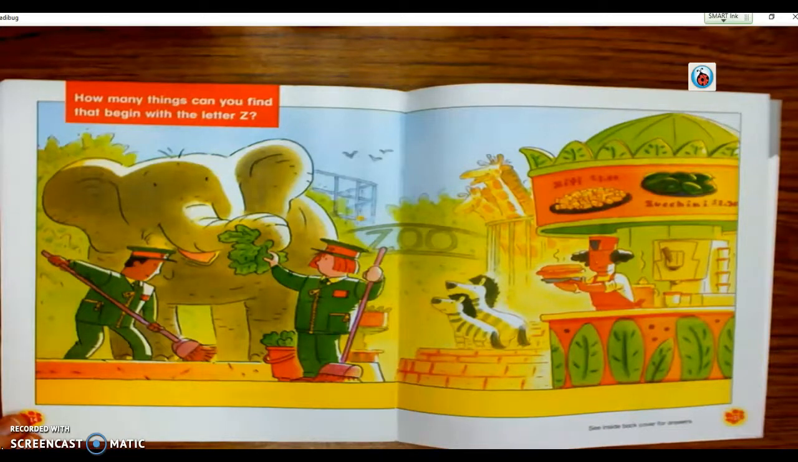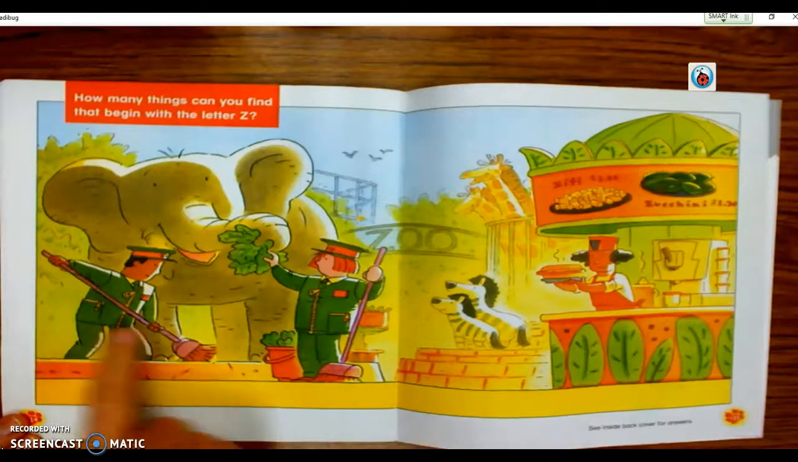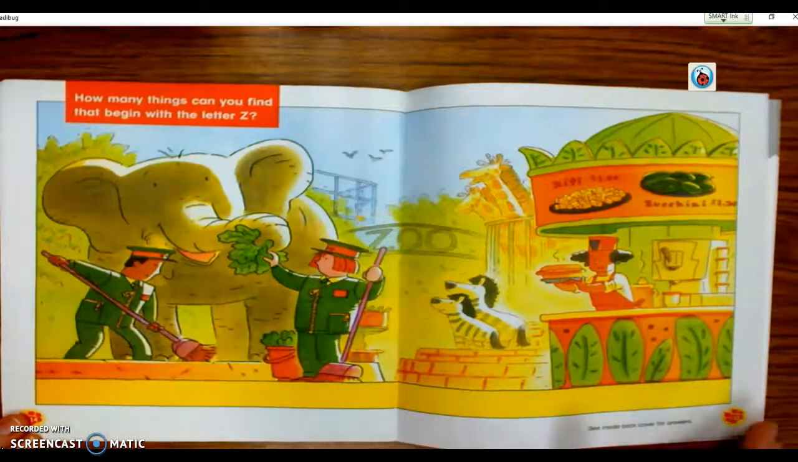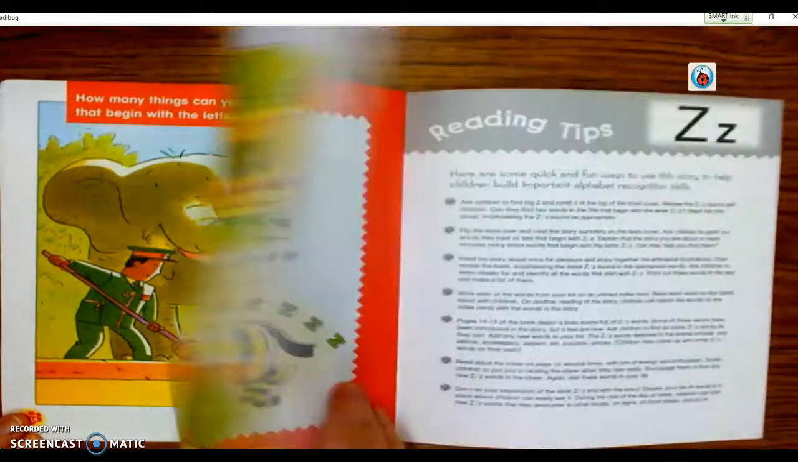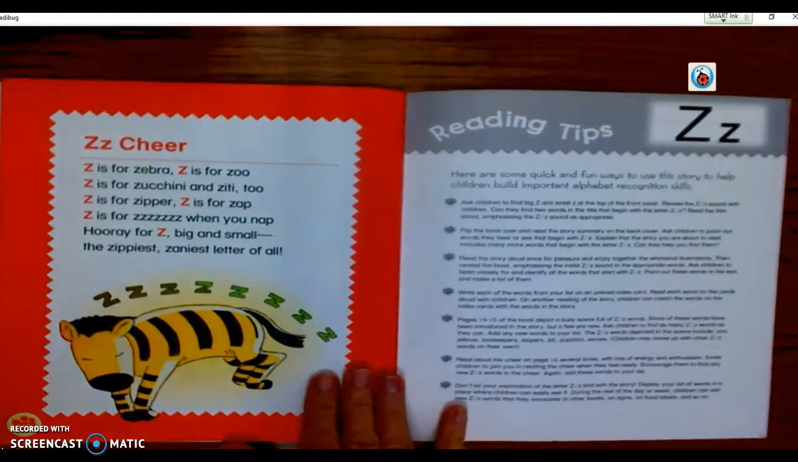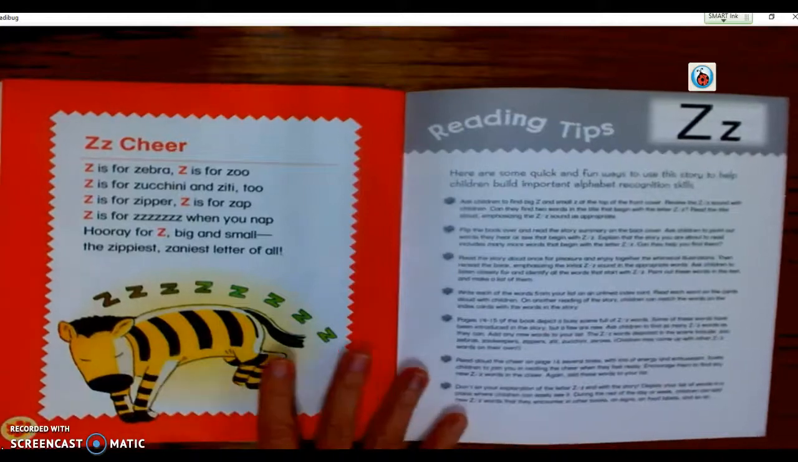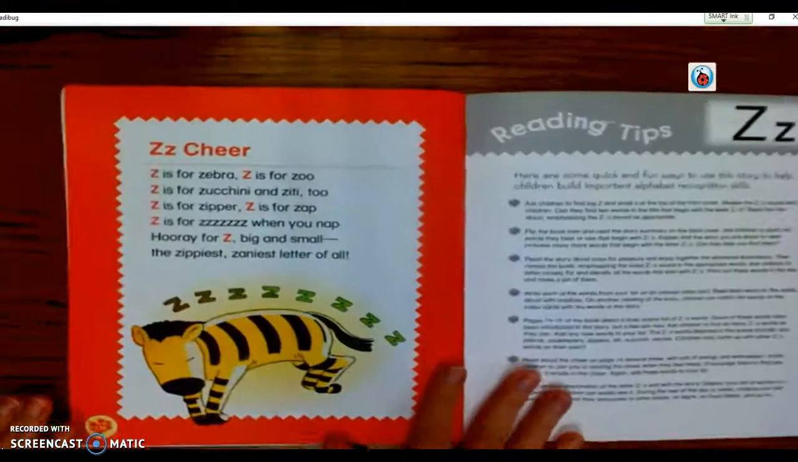I'm not sure I see anything else. Oh, the zookeepers. The people that work there, the zookeepers. Let's see, they found zoo, zebras, zookeepers, zippers, ziti, zucchini, and zeros. All right, I think we got them all.